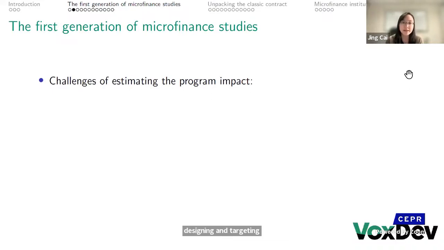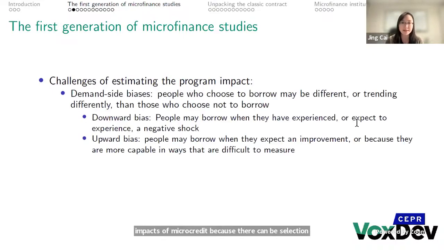Firstly, I want to mention that it's actually challenging to identify the causal impacts of microcredit because there can be selection biases on both the demand and supply side.